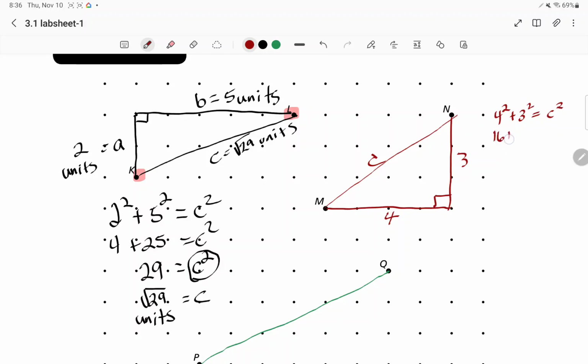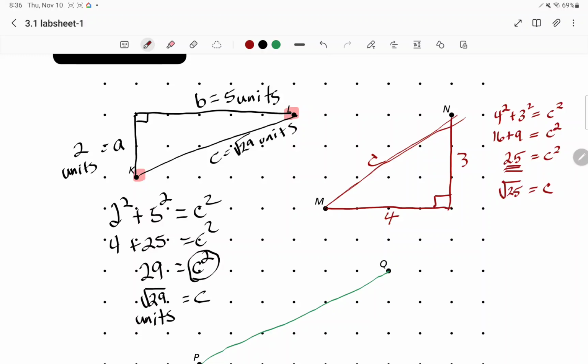So this is going to be 16 plus 9 is equal to c squared. 16 plus 9, that's 25, is equal to c squared. So this represents the area. If we were to put that square there, the 25 represents the area of that square. And so in order to find just the side length, we need to go ahead and take the square root of that. So the side length, which is what we're wanting right there, is the square root of 25.